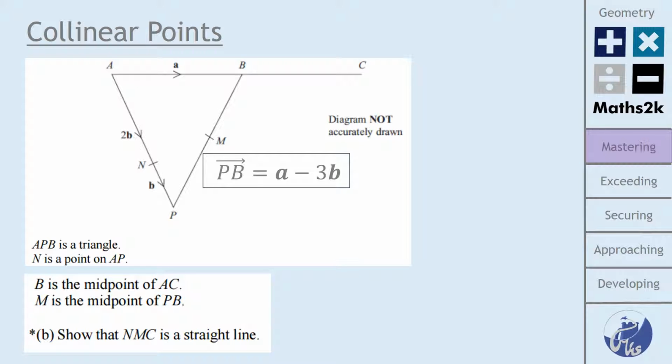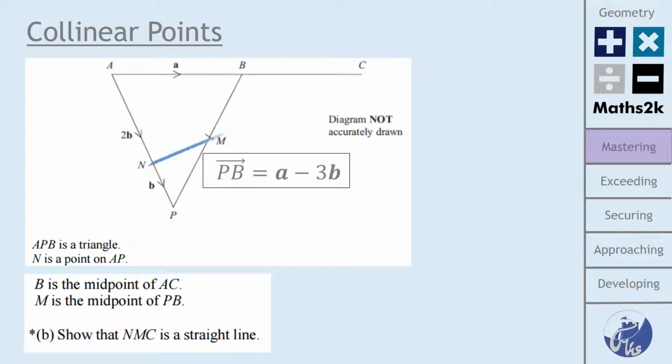So in the second part of the question, it asks us to show that NMC is a straight line. We're told that B is the midpoint of AC, and we're also told that M is the midpoint of PB. These are things that will come in useful later when we actually are going to do this. Now, being collinear points means that they are all on the same line.